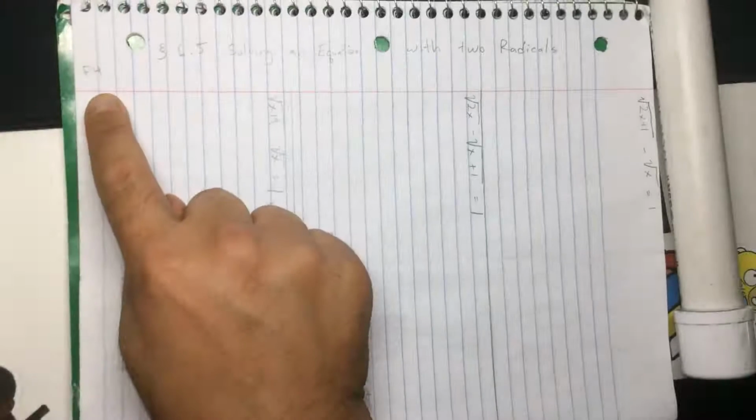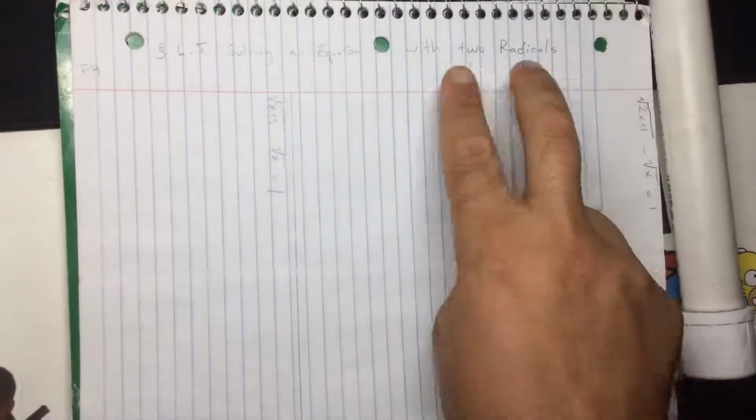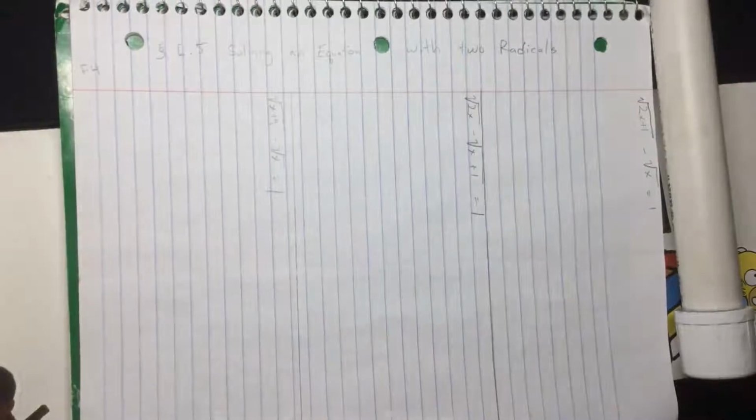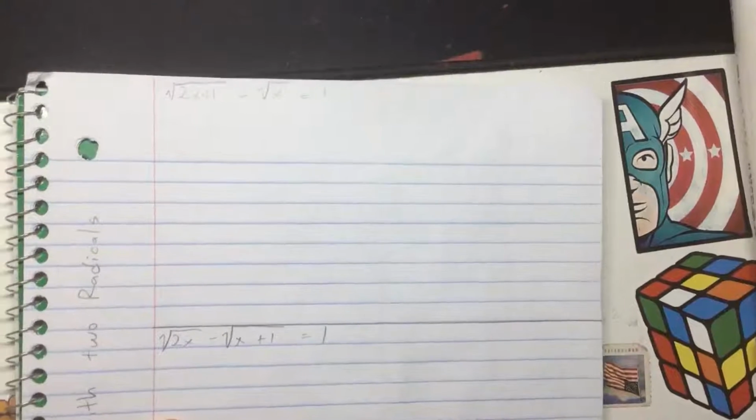This is foldable number 4 of section 6.5, solving an equation with two radicals. You heard it, two radicals. So this one is going to be two radicals here. So I'm going to zoom in a little bit here.